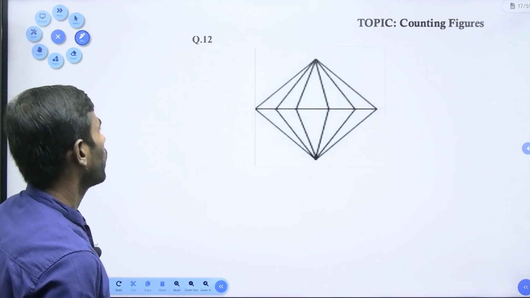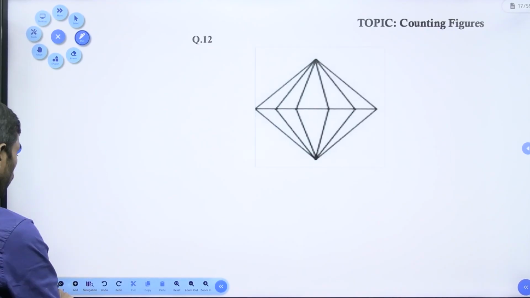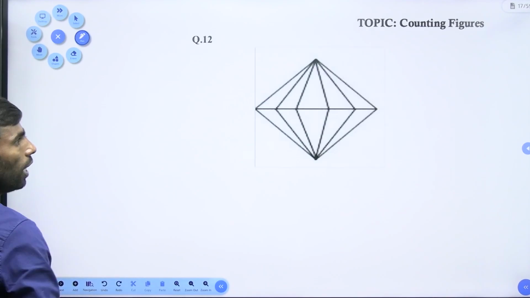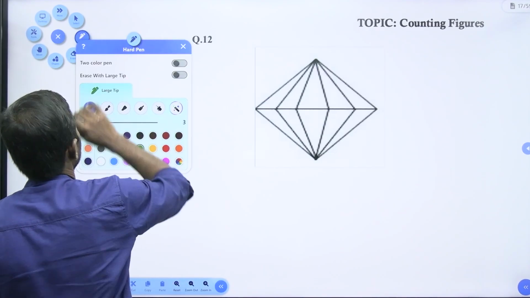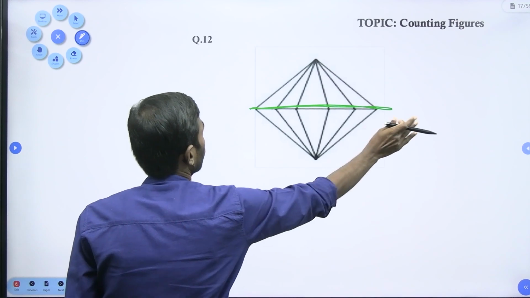Now, see this figure and see the next figure. See the difference between these two figures. This figure and this figure. Okay. Now, so this is the baseline.